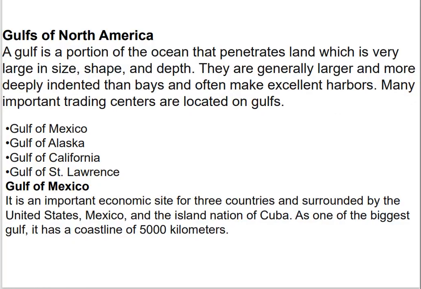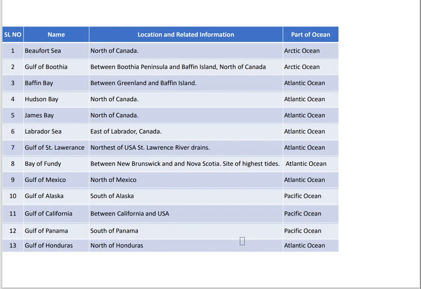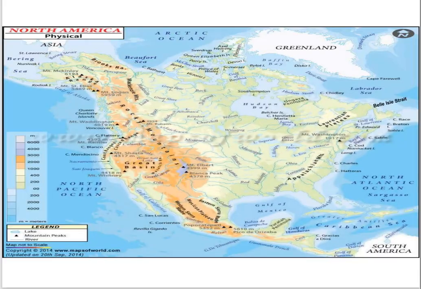So let's discuss the Gulf of Mexico. It is an important economic site for three countries, surrounded by the United States, Mexico, and the island nation of Cuba. As one of the biggest gulfs, it has a coastline of 5,000 kilometers. So it is the biggest. And here are some pictures of seas and oceans: the Beaufort Sea, situated north of Canada, the Arctic Ocean, and the Gulf of Boothia. You can go through them. We will discuss them in detail.